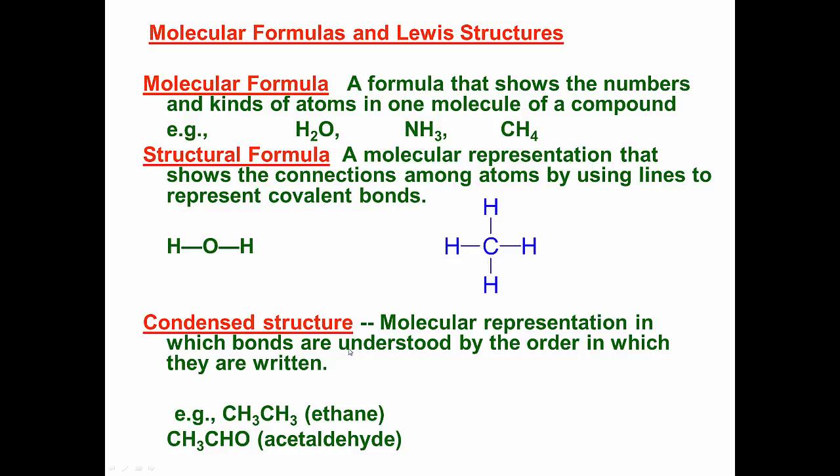And then we have condensed structures. And these are molecular representations in which the bonds are understood by the order in which they are written. So for example, for ethane, we know that the 2 carbon atoms are bonded together. This carbon atom is bonded to 3 hydrogens, and this carbon atom is bonded to 3 hydrogens.